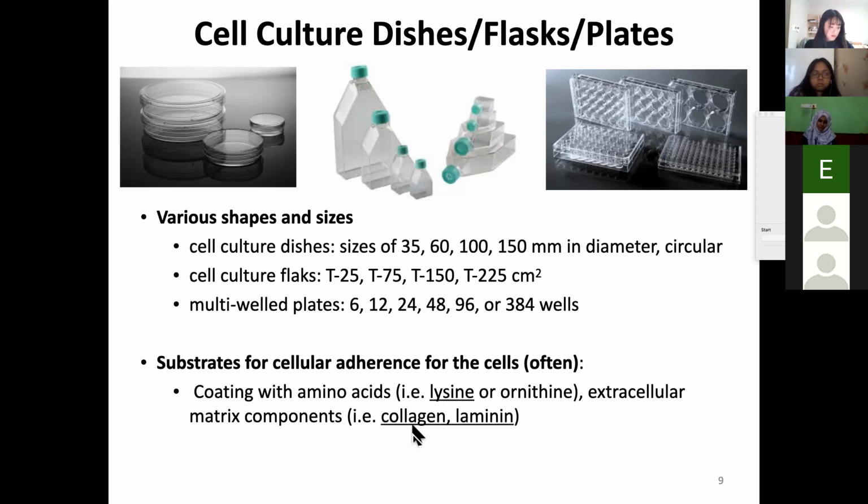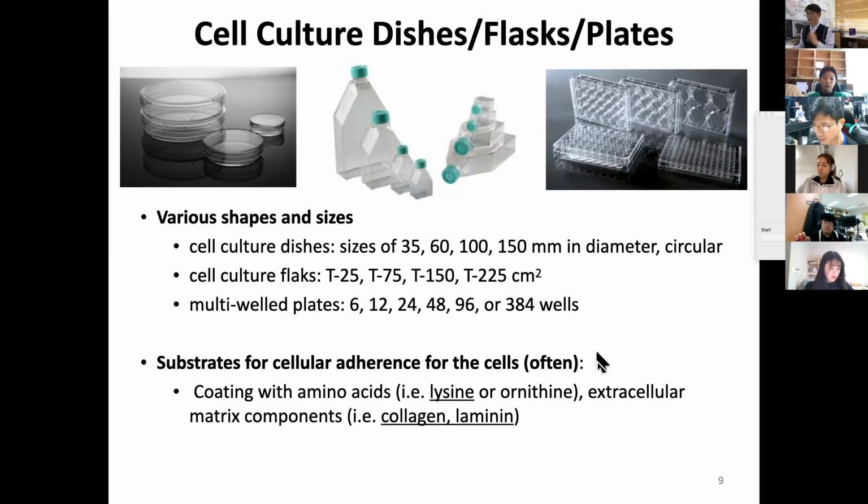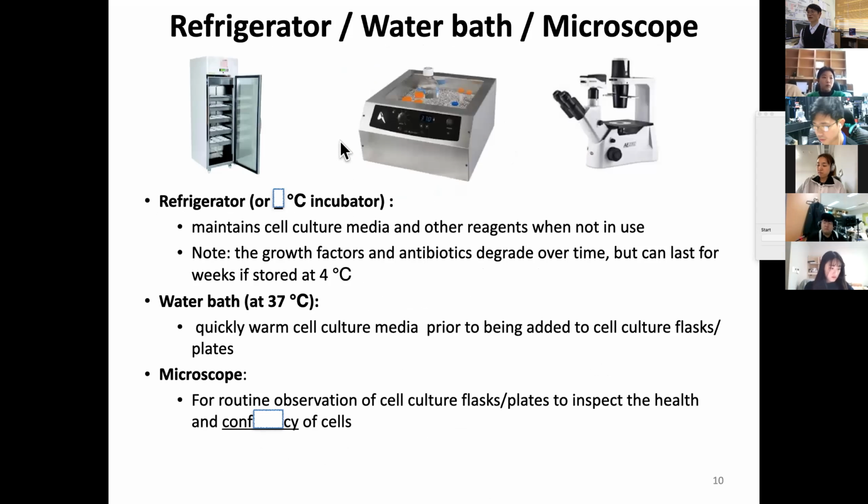While collagen, the cells inside our body are usually touching, outside of the cell, extracellular matrix components. So collagen is sometimes used. Collagen is known as the most abundant protein in our body, about 30% of protein mass is collagen, okay? And laminin is a major component of the cellular basement membrane, all right? So that's used especially for primary neuronal culture.